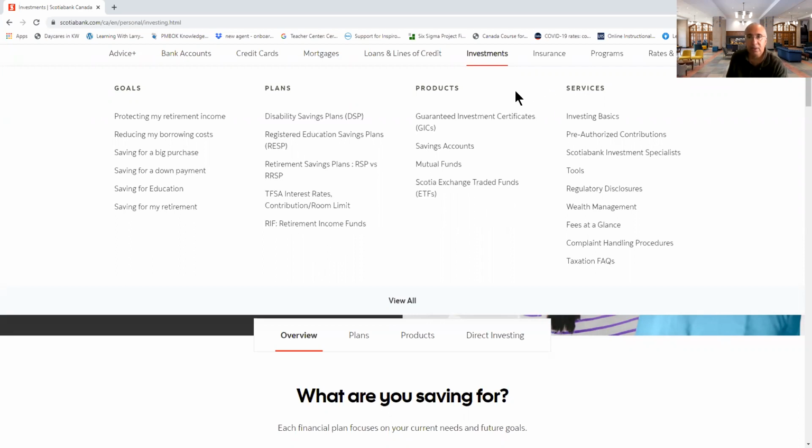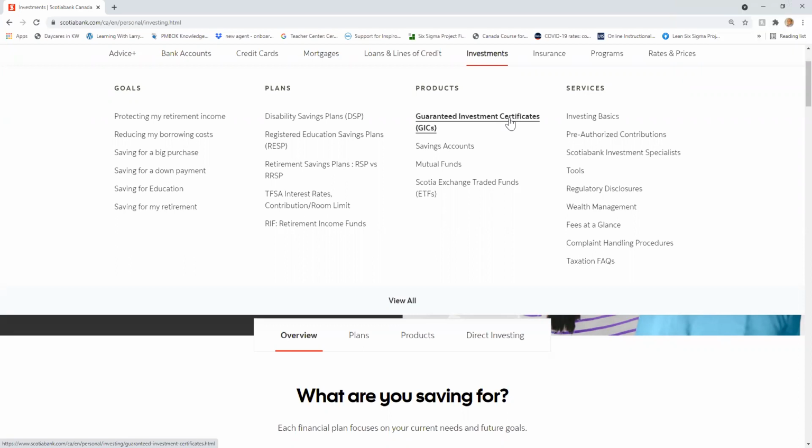In Scotiabank, mainly in the branches, they have guaranteed investment certificates, which are like a bond. So GICs work exactly like the bonds we talked about. Are you guys familiar with GICs? Do you guys know? Yes, you know about GIC. Harvey, are you okay with GICs? Yeah.